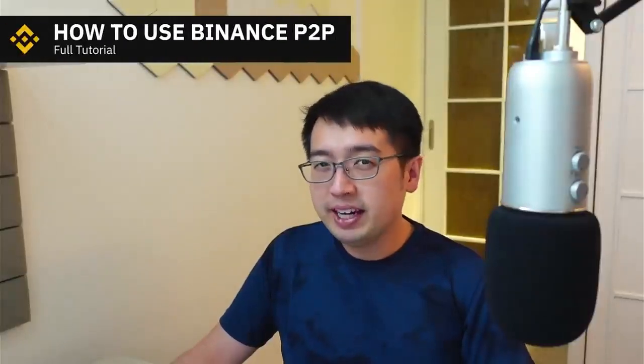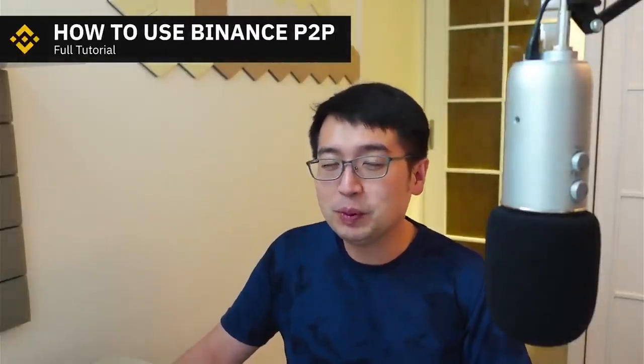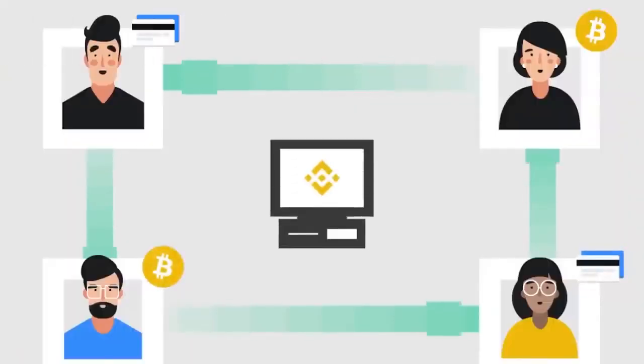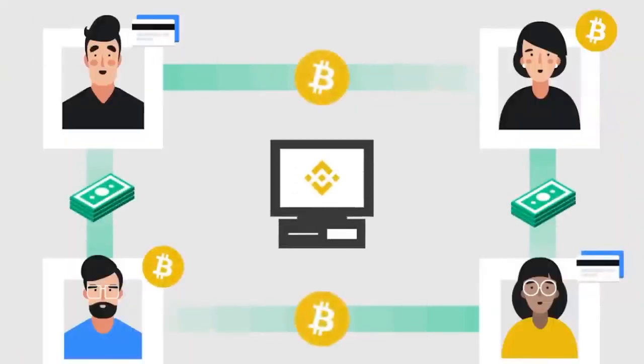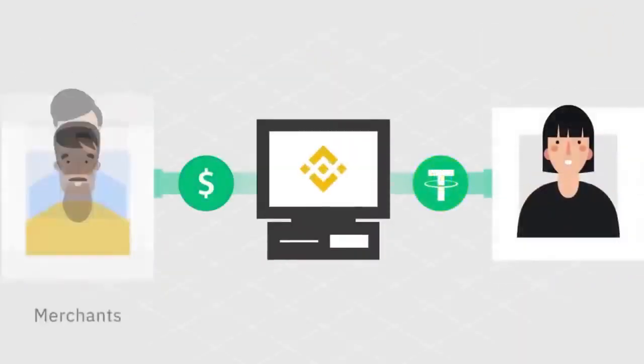How to use Binance P2P. That's peer-to-peer or person-to-person. You would be trading crypto directly with another person. So Binance would act as the escrow service, holding that crypto until the transfer is completed between bank accounts. And in this video, we're going to walk through that entire process.